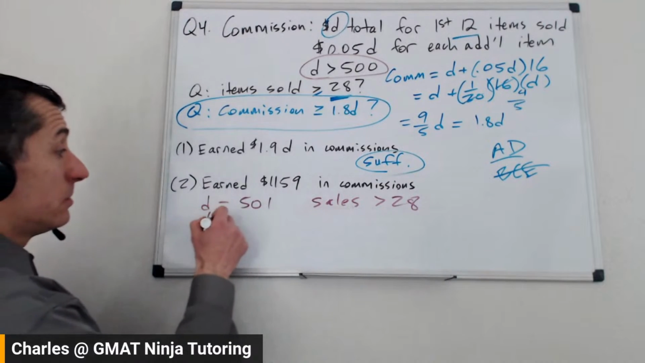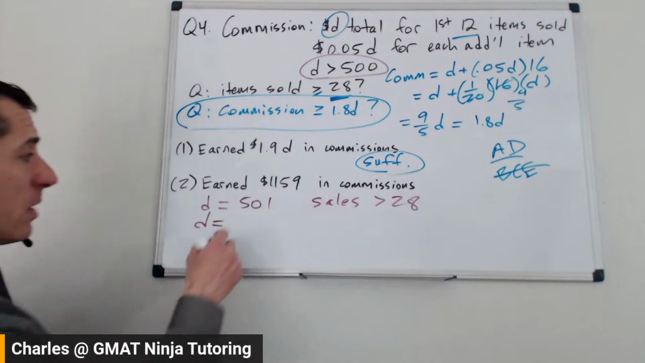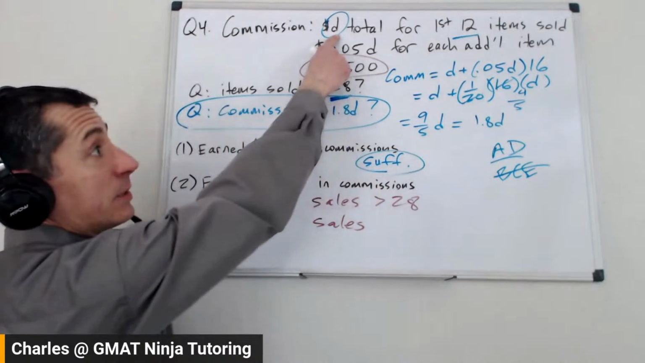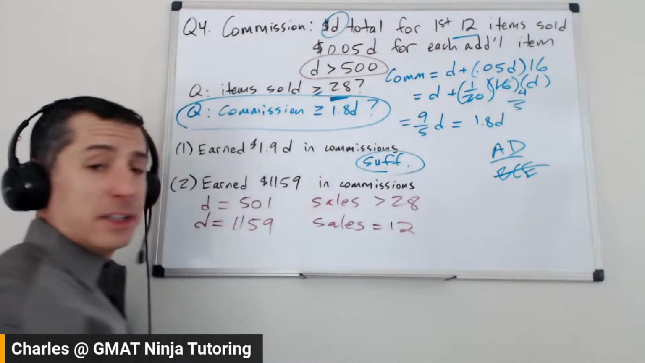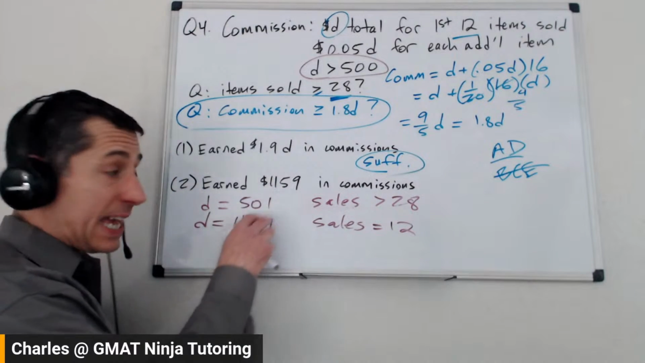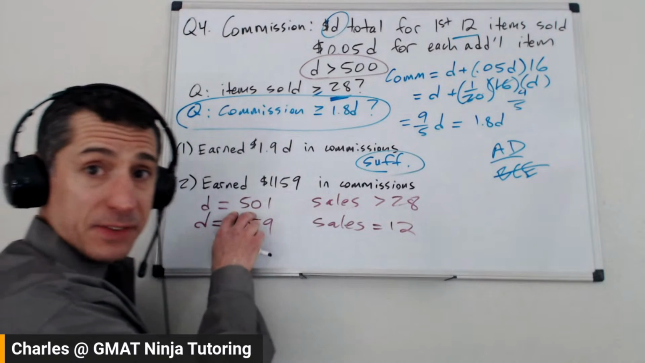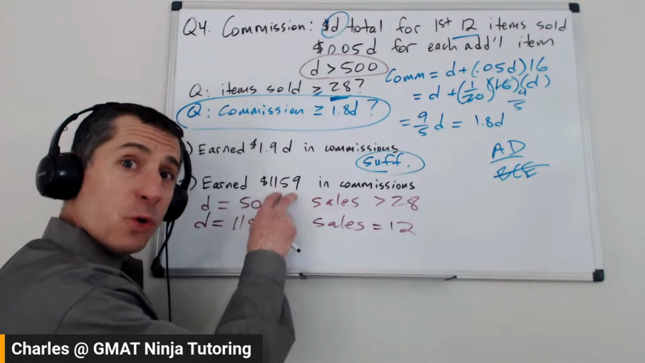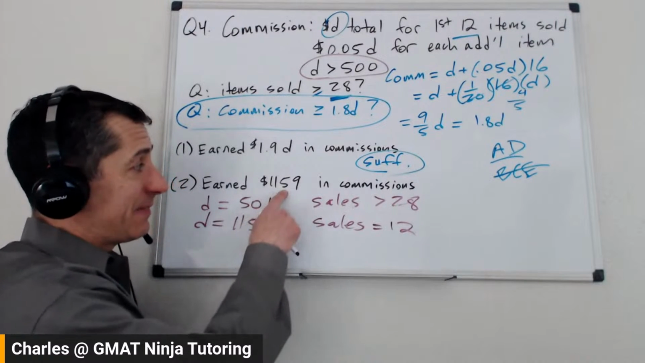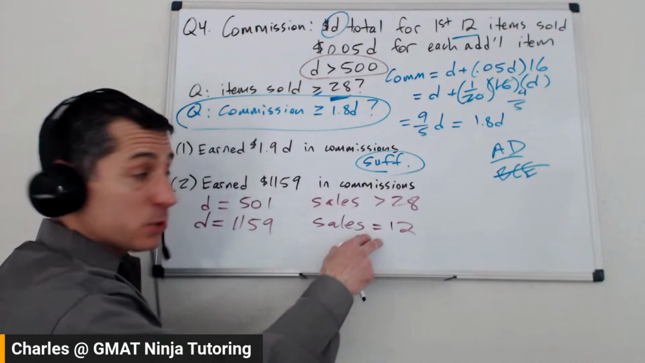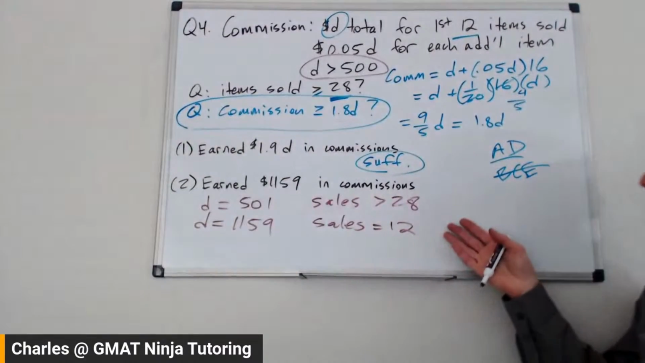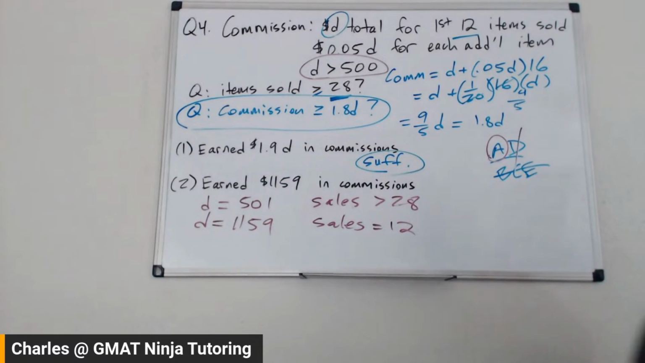But what if D's bigger? What if D, for example, is 1159? That's exactly equal to D. That means her sales were equal to 12. So we've got two very much competing answers here. This doesn't tell us anything, because yes, D is greater than 500, but it could be the case that she's earning well over 2D in commissions. Could be that she's earning D in commissions here. If that's D, then she only made 12 sales. If this is the case, her sales were greater than 28. So this doesn't tell us anything at all, and our answer must be A.